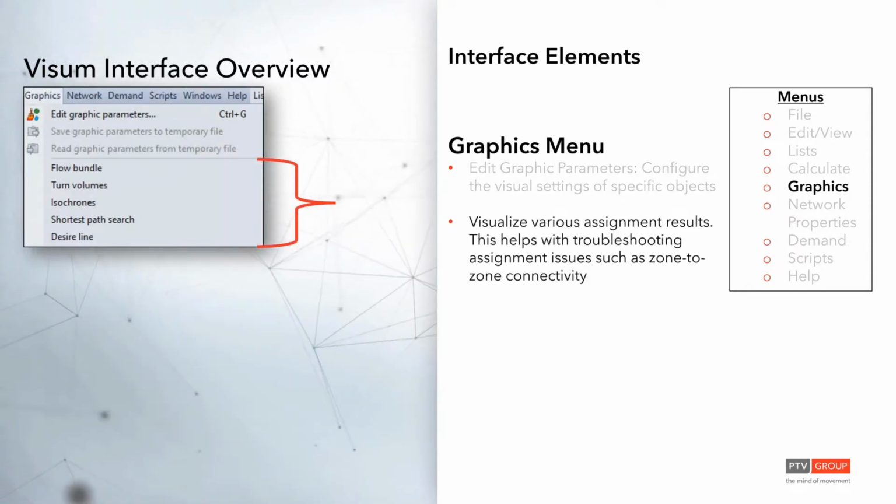And then down below, we can visualize various assignment results. So this helps us with troubleshooting, as well as checking connectivity of the network, and seeing things like select links. If we drop down a flow bundle, we can see where all those trips across that bridge are coming from and going to. That really helps with analyzing, okay, if we have too much volume on a particular link, where's that volume coming from? Which zones are they coming from, and which zones are they going to?